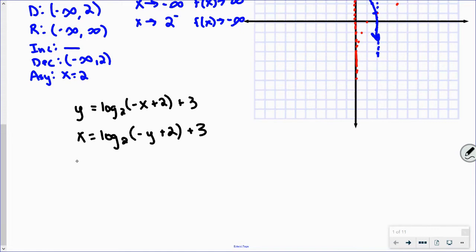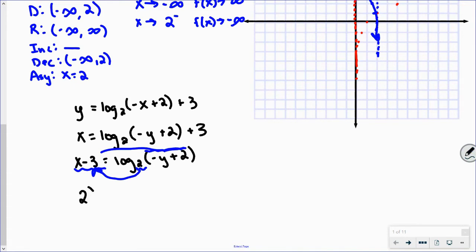So we're going to subtract the 3. So we get x minus 3 equals log base 2 of negative y plus 2. In order to get out of the logarithmic form, we rewrite it in exponential. Okay, so that would be 2. If we follow the circles, we start with our base, 2 to the answer equals this stuff in here. So that would be 2 to the x minus 3 equals negative y plus 2.